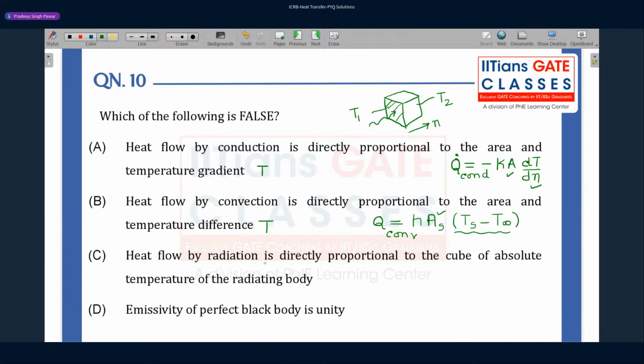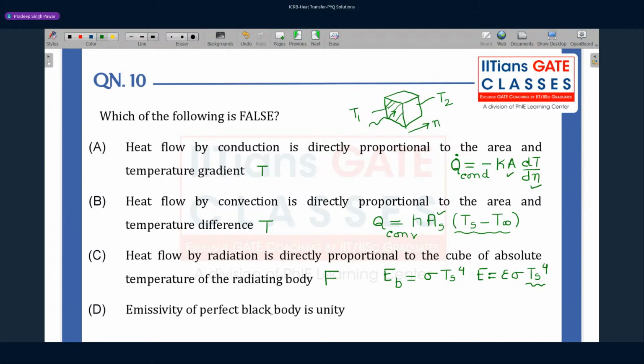Let's look at the third statement. Heat flow by radiation is directly proportional to the cube of the absolute temperature of the radiating body. What is the Stefan-Boltzmann law? It says the emissive power of a black body at a temperature T is given by sigma times surface temperature raised to power 4. For a real surface, the emissive power is emissivity times sigma times Ts to the power 4. So it is not proportional to the cube of the absolute temperature, it is proportional to the fourth power. So this statement is false.